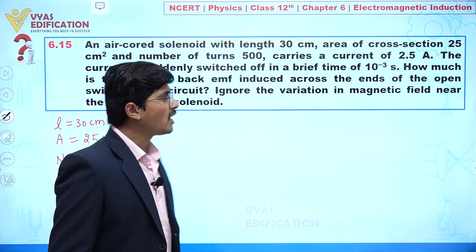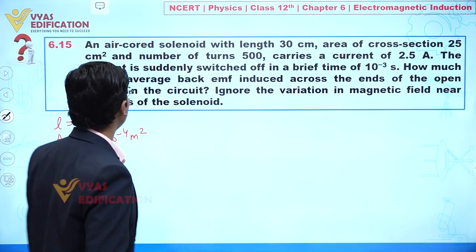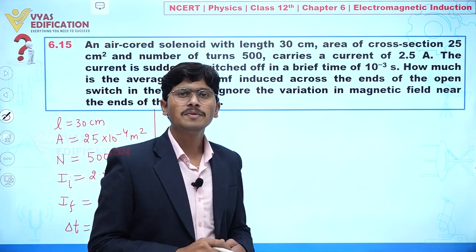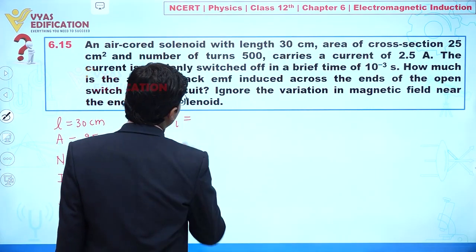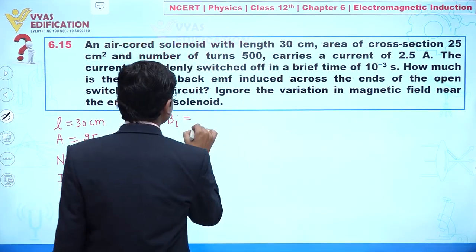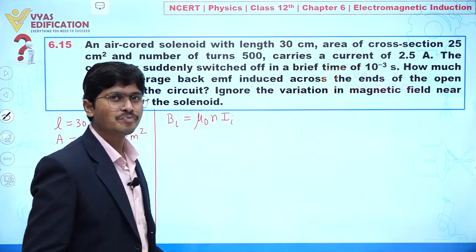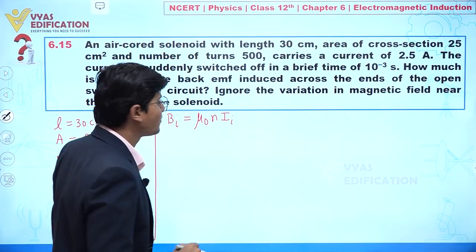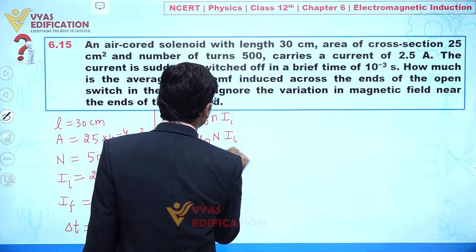Now how much is the average back EMF induced across the ends of the open switch in the circuit? So how much is the back EMF? Can we find the initial magnetic field that is produced in a solenoid? Yes, we know the formula. This is given by mu naught n I initial. But the important part is what is small n. Small n is the number of turns per unit length. So we can say this is mu naught capital N I divided by L.